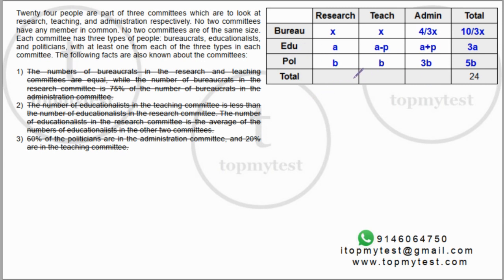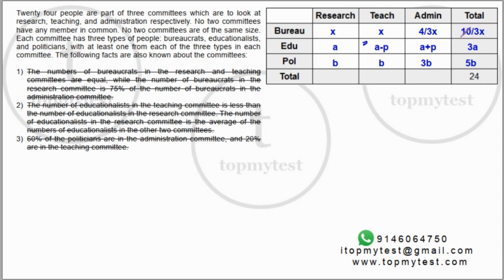Now let's look at what is given to us. The total is 24. Now let's try to figure out what these numbers can be. It is given that there is at least one member of each type in each of these committees. So all these values have to be at least 1. So you cannot have a 0 anywhere. This cannot be 0, or this cannot be 0, or this cannot be 0. So now this has to be a natural number. Number of people is a natural number.